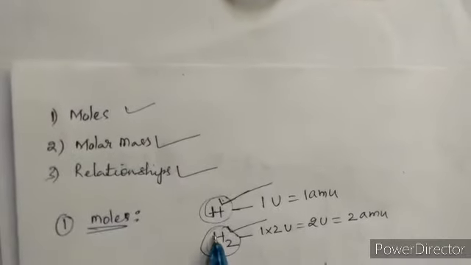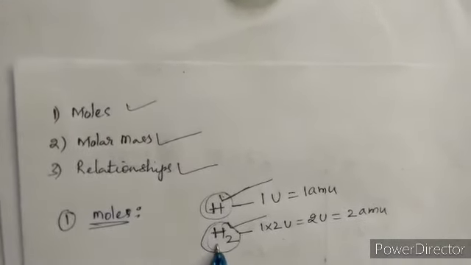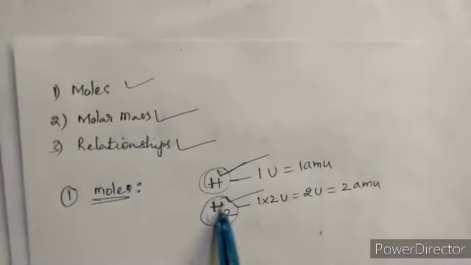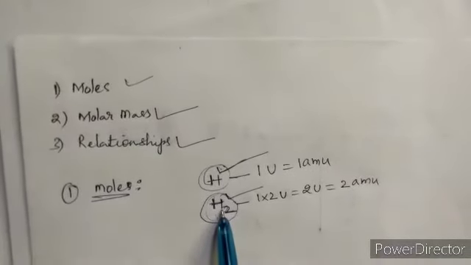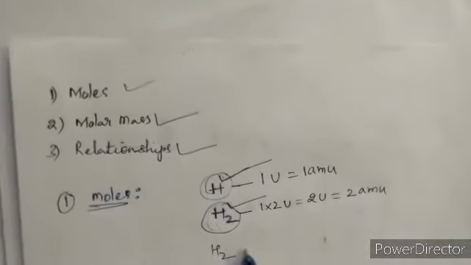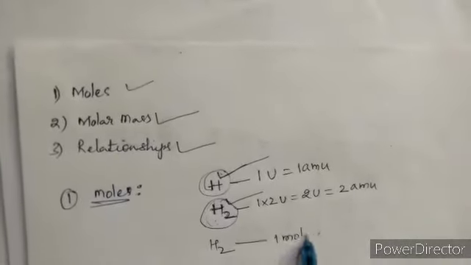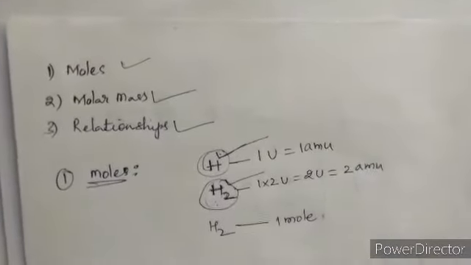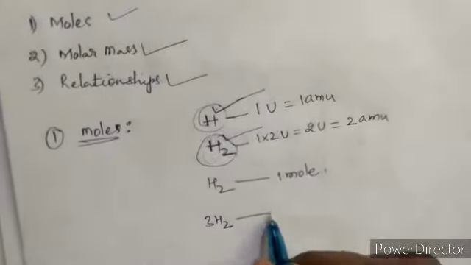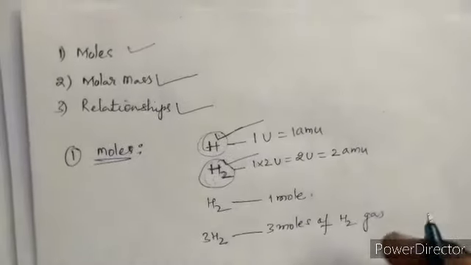So how many H2s are there here? Before this formula, hydrogen gas formula H2, how many H2s are there? Here only 1 H2. So this is 1 mole. Suppose I am writing 3 H2. Here 3 moles of hydrogen gas.